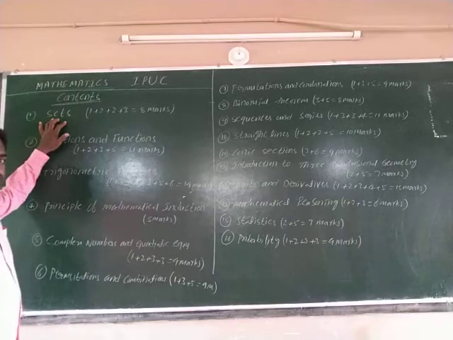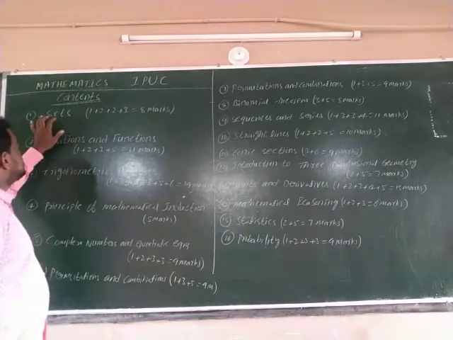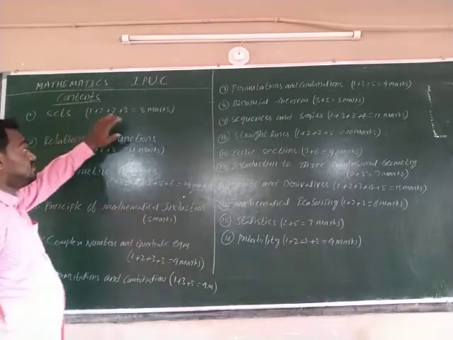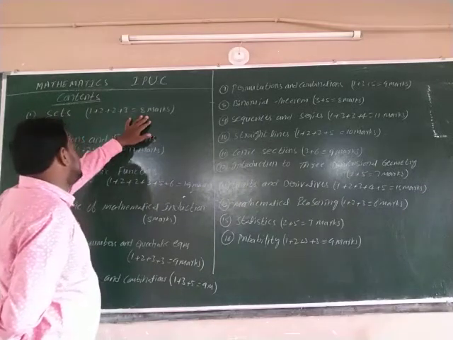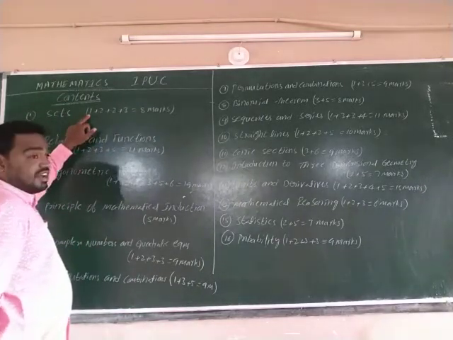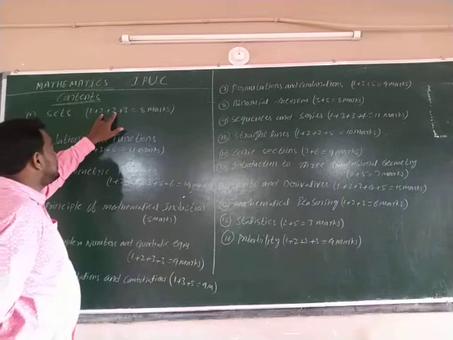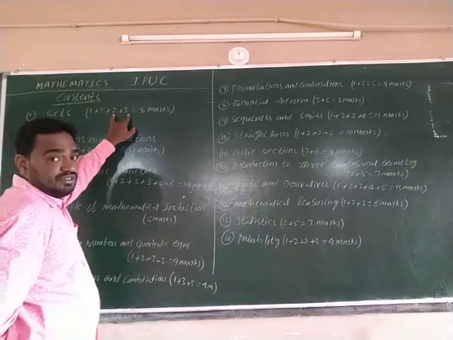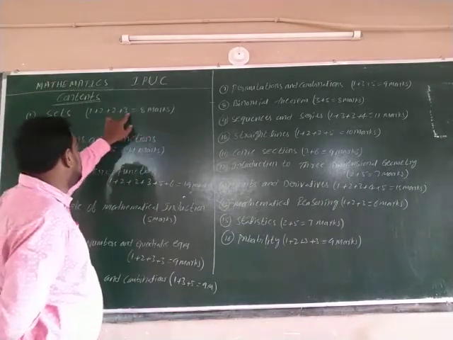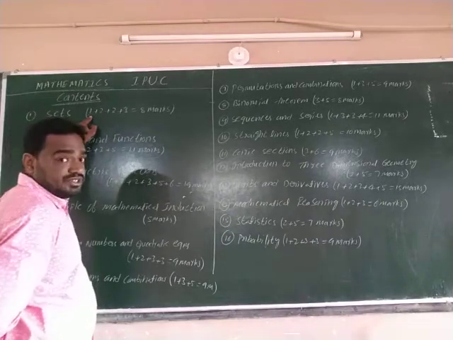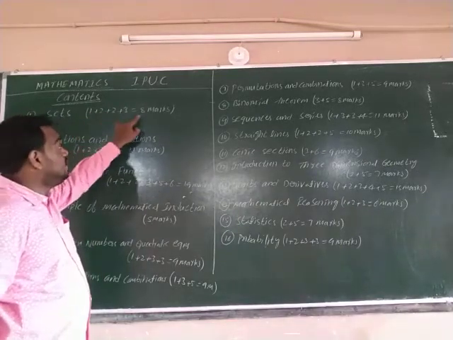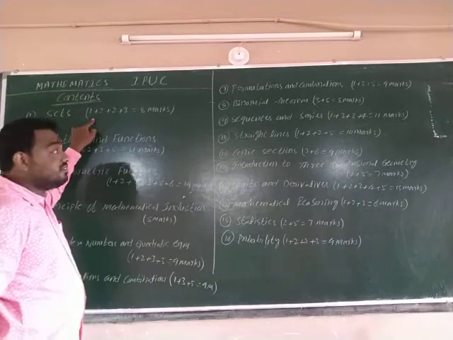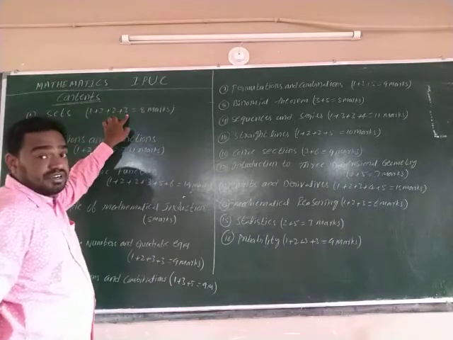This is a new chapter for you. So, this is sets. The weightage of sets is 8 marks. From this chapter, they ask a 1 mark question, 2 marks questions, and a 3 marks question. Total 8 marks. How many questions? Total 4 questions, total 8 marks. 1 for 1 mark, 2 for 2 marks, 1 for 3 marks.